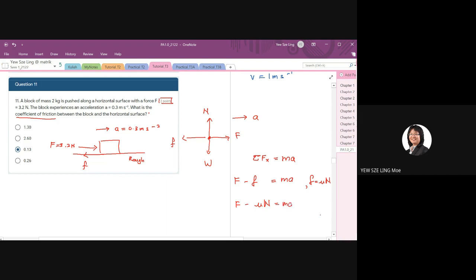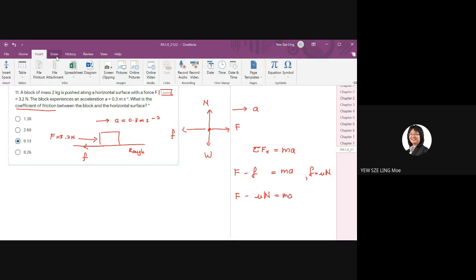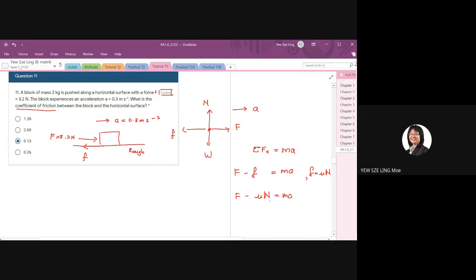But then another question arises. I don't have the value of the normal force. So what I need to do now is think how to find the value for N. I can find the value of N by using the vertical component, where summation Fy is equal to 0, because there's no motion along the vertical component. So N is equal to W equals mg. So from here, I can then calculate the value of N.